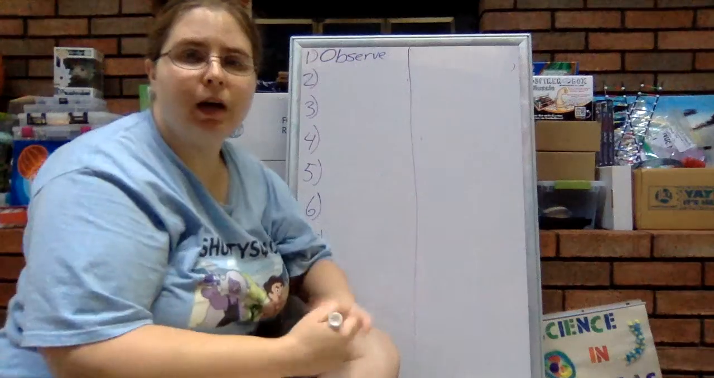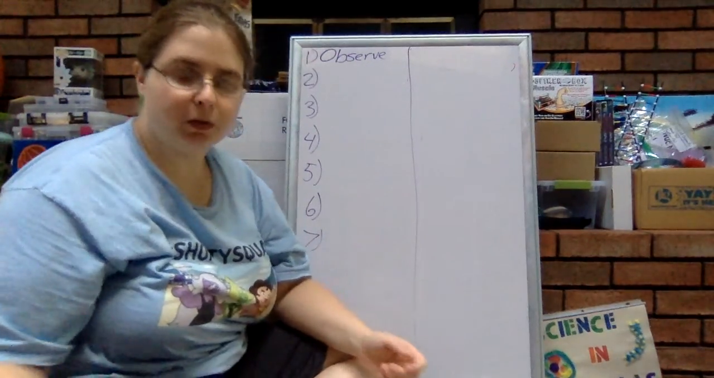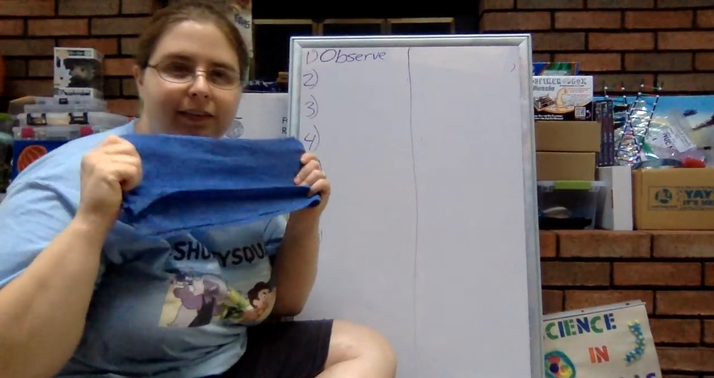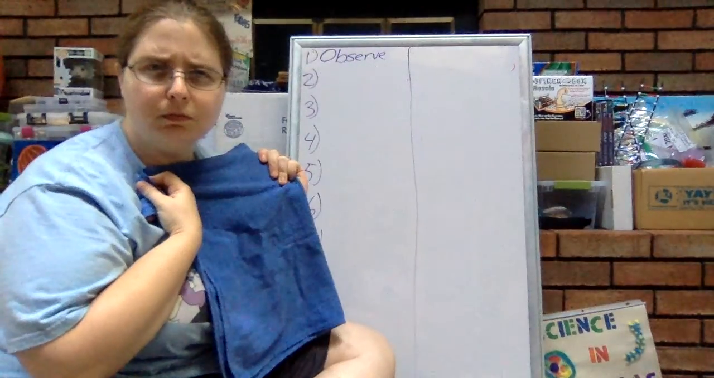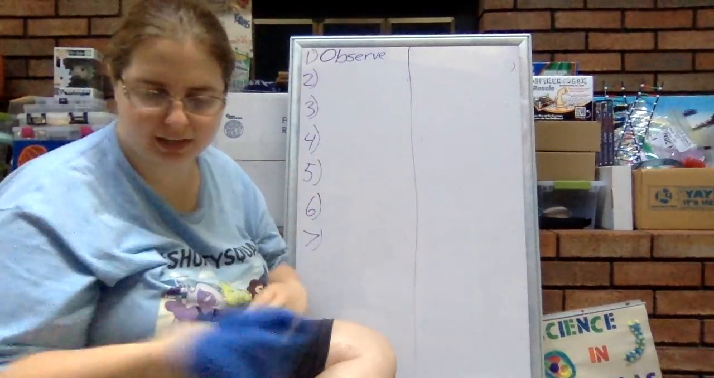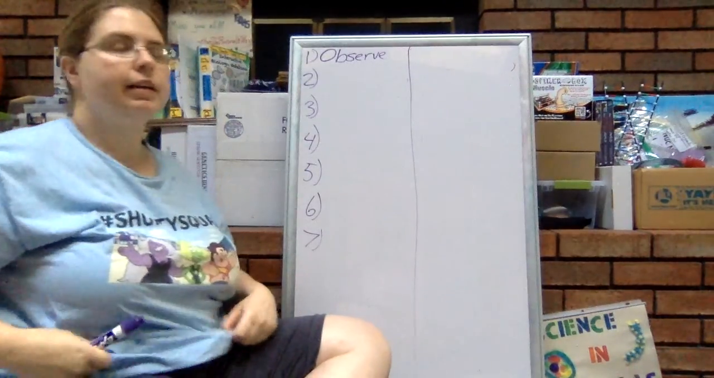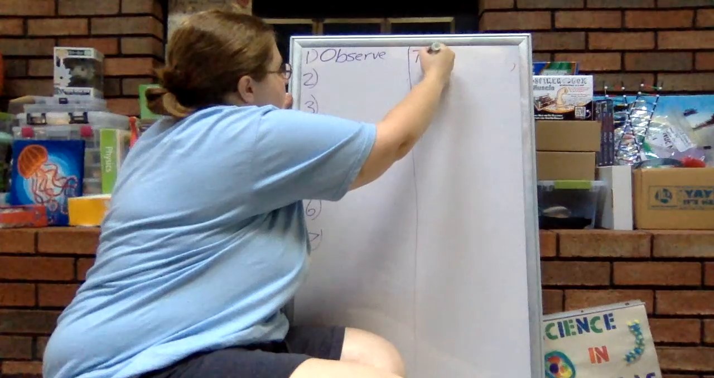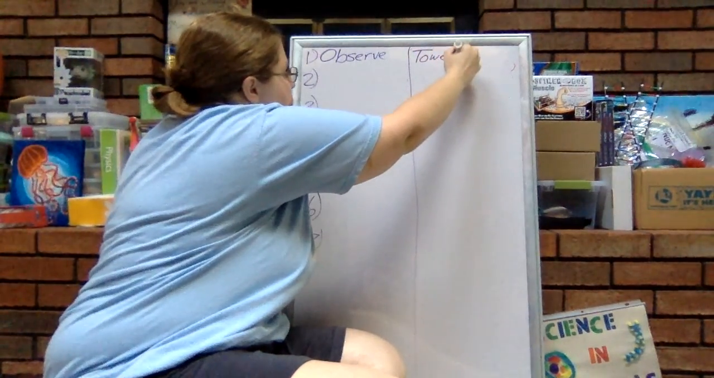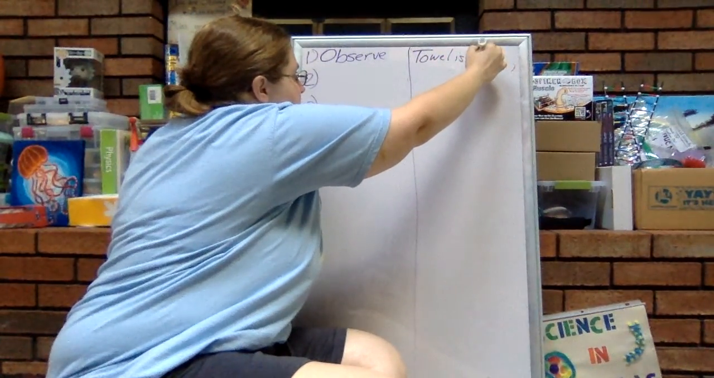You have to observe something in the world around you. This towel. It's blue. I just made an observation. I observed something in the world around me. So, towel is blue.